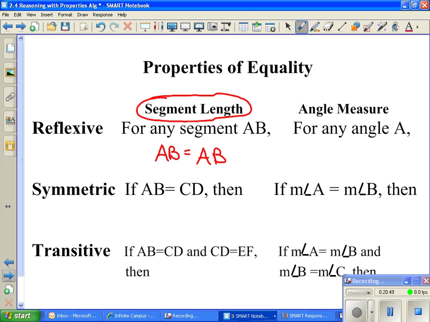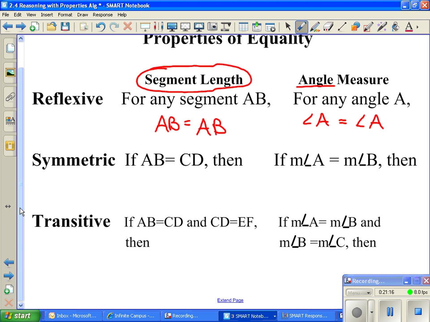So segment AB. Remember, it doesn't have the line over it because we're talking about the length of that segment, not just the line segment. All right, if I'm talking about an angle, angle A is going to be equal to itself, right? So these are just using the same type of properties that you're using for angles and line segments.